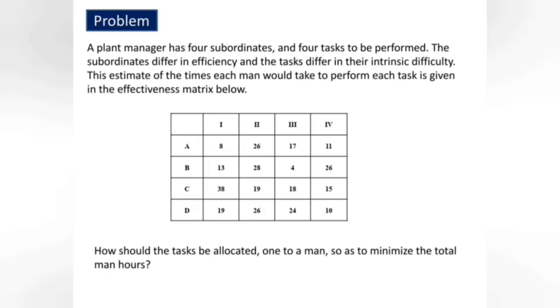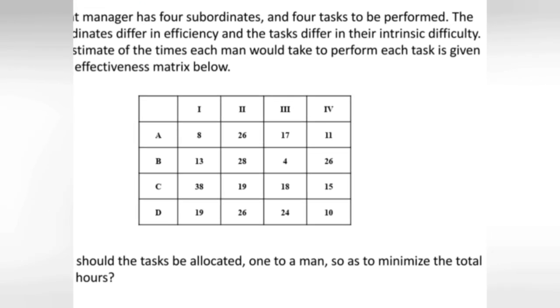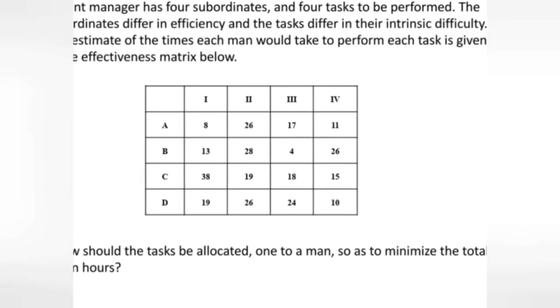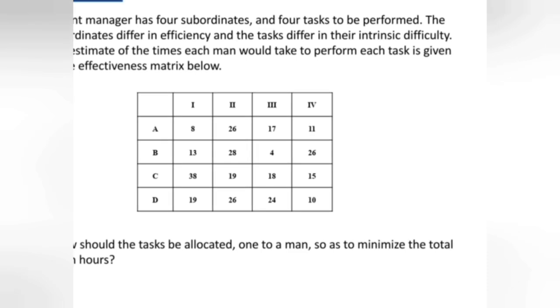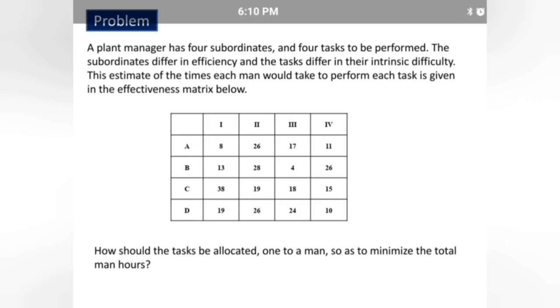Here we see an example problem, and there is a table given for the tasks. Four tasks are given for four persons, which means there are 4 rows and 4 columns. So the given problem is a balanced problem, and we can use the Hungarian method directly to allocate the job to each person.